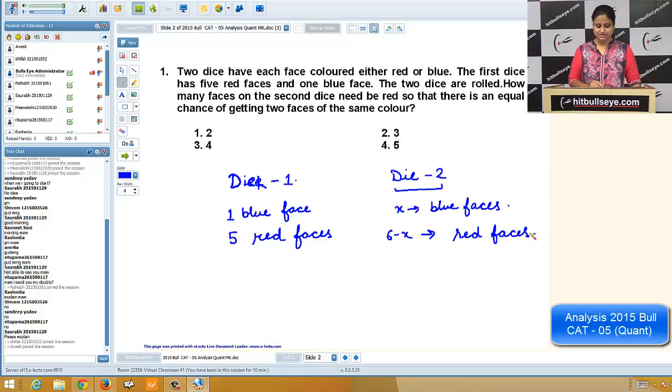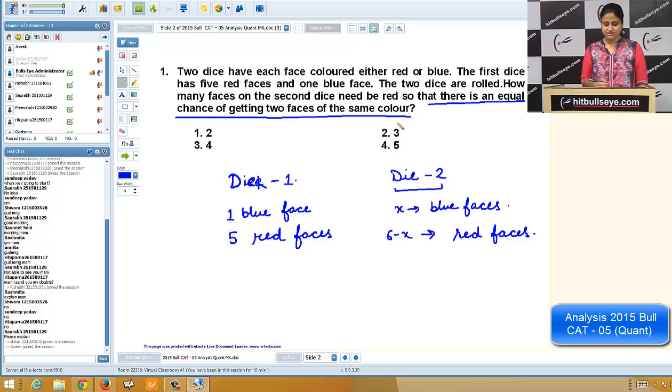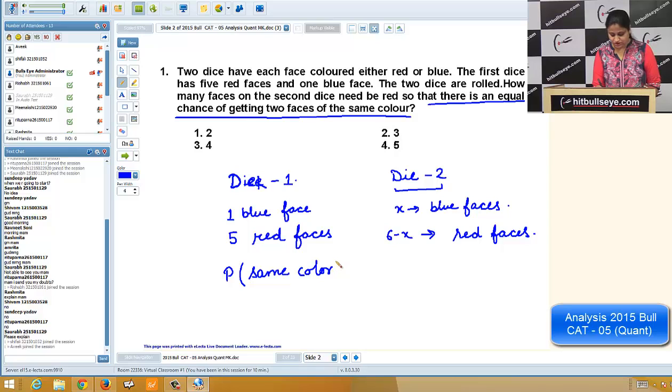Now, what is the question asked? The 2 dice are rolled. How many faces on the second dice need to be red so that there is an equal chance of getting 2 faces of the same color? That was an important line. There are 2 cases: either the faces will be of the same color or they will be of different color. So what is the probability of getting 2 faces of the same color? Of course, it will be half. Are you getting me or not? Rituparna, Rashmita and Saurabh, the probability of same color will be half because there is an equal probability of getting the same color and getting different colors.